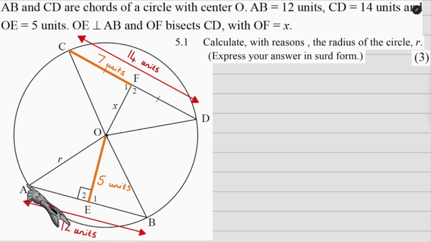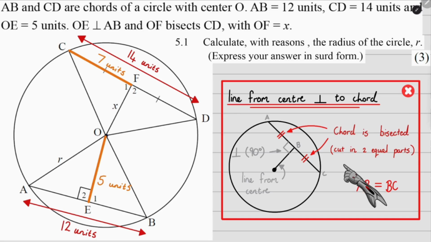And I so desperately want to do Pythag in this triangle, but I need another side to pull that off. So we're going to come here to this 12 units and we're going to use a Euclidean geometry theorem. And that Euclidean geometry theorem is line from center perpendicular to the chord. If you have a line from the center that is perpendicular, aka 90 degrees, to the chord, it's going to cut my chord in two equal parts, aka bisect it. So I know that AE is the same length as EB for this reason here. Line from center perpendicular to chord.